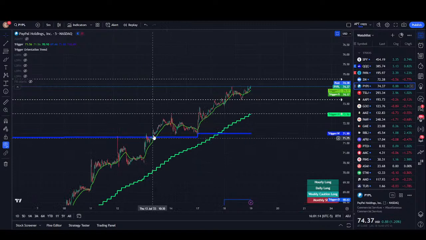So let's say PayPal broke above the weekly trigger here. And in my mind, I'm thinking a couple of things. Either one, PayPal is going to chop until the hourly trigger crosses, and then it's going to explode higher. Two, PayPal is going to break above the weekly trigger and explode higher. And three, PayPal is going to break above the weekly trigger and then come right back down below.